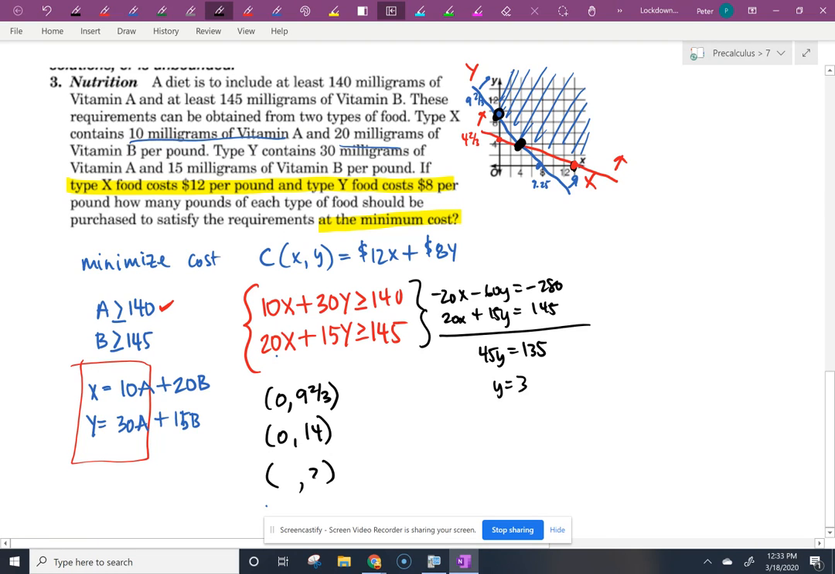So y is 3, which means if I plug 3 into this one using systems of equations, that'll be 90, which leaves me 50. So x is 5. So there you go, there are your 3 possible answers.